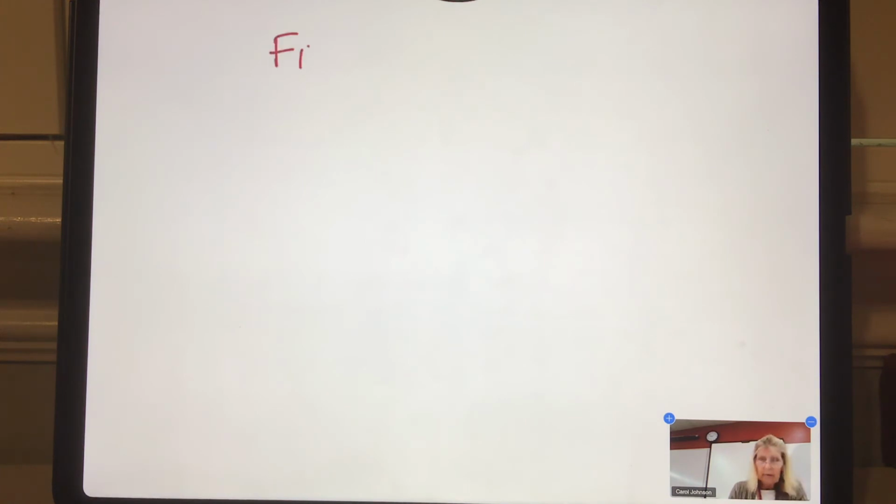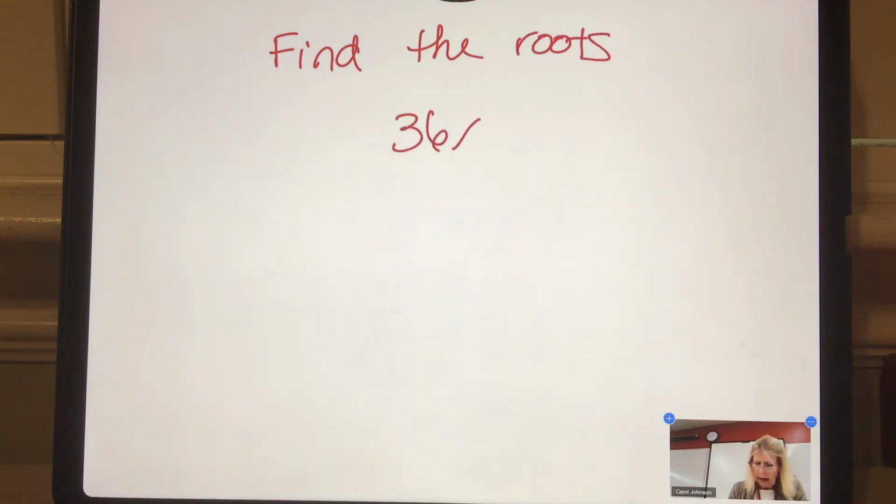All right, so here's another one. Let's find the roots. Two more and I'll be done. Find the roots, and you have 36x squared is equal to 9. All right? This is a little bit different. So Olivia, what do you think you would do first if I'm asking you to find the roots?